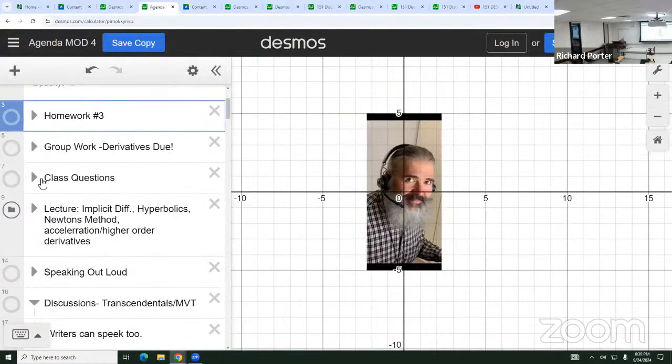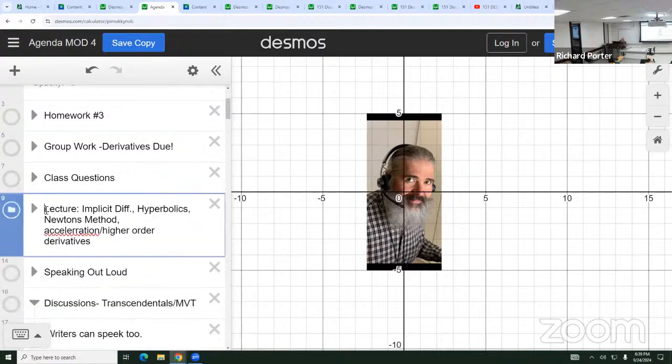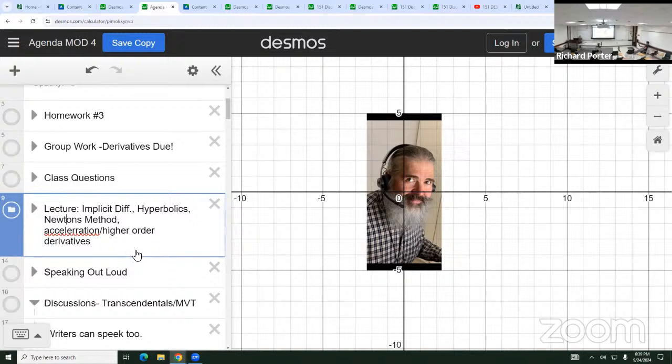Okay. So what are we going to do today? With the class questions, this week, this module, what's contained in it is implicit differentiation, hyperbolics, Newton's method, acceleration, and higher order derivatives. So what are these things? Higher order derivatives are just derivatives: second derivative, third derivative, fourth derivative. I don't think we're going to get to them today.